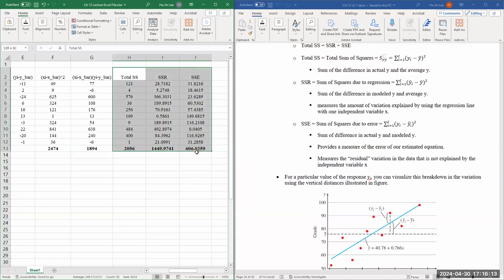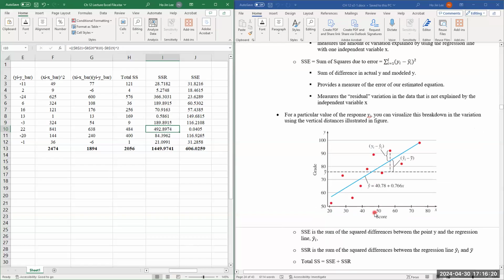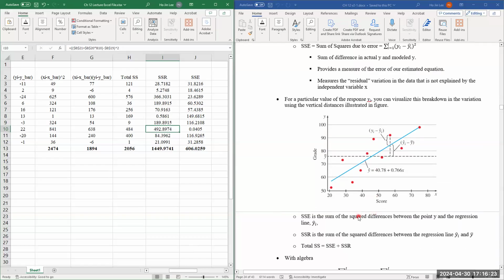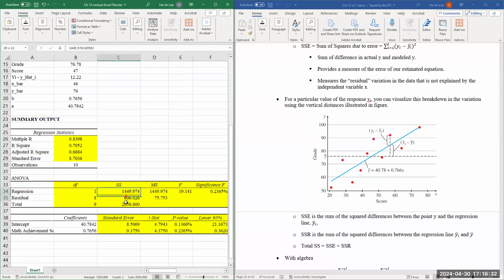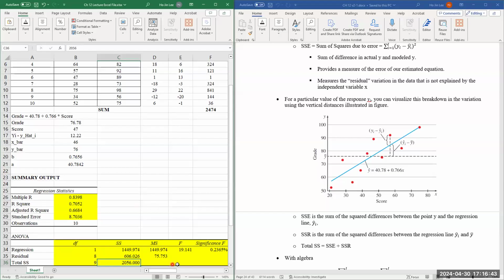So I calculated all these. And that's how you would have to do it by hand if you do not want to use Excel. But you could actually use Excel and these would all be calculated for you. Let's go look at it here. They're right here. This is total SS, that's called total. And I'm going to relabel it total SS.